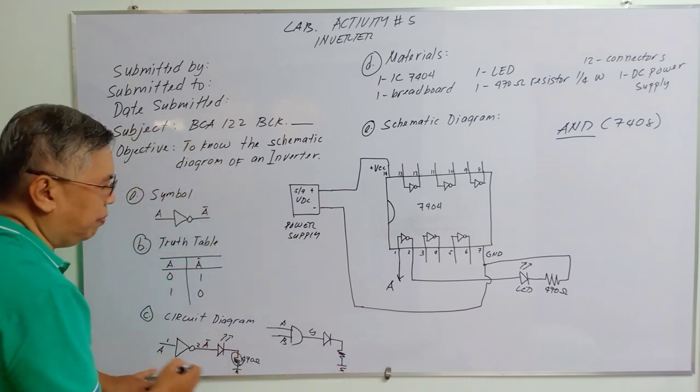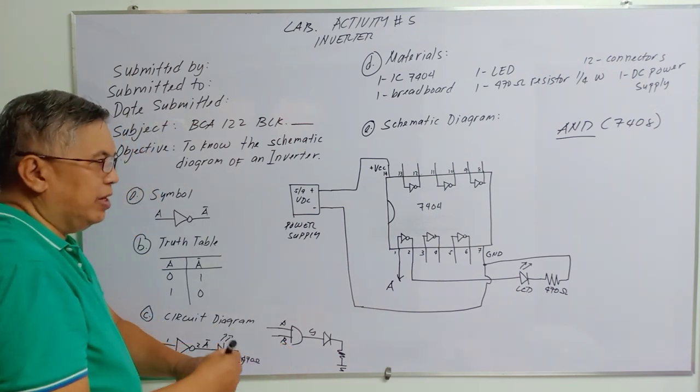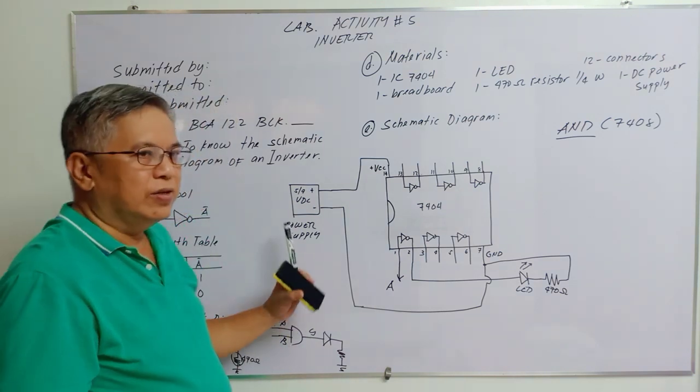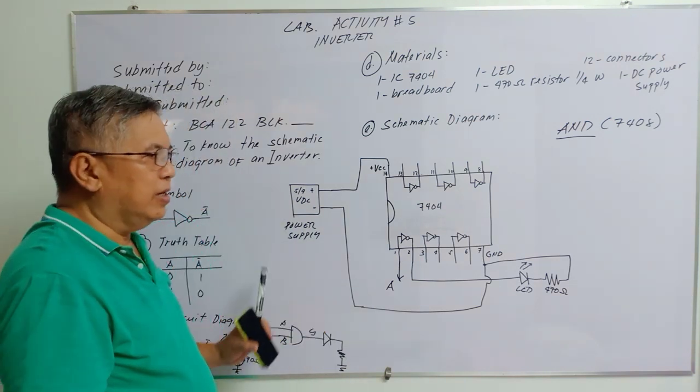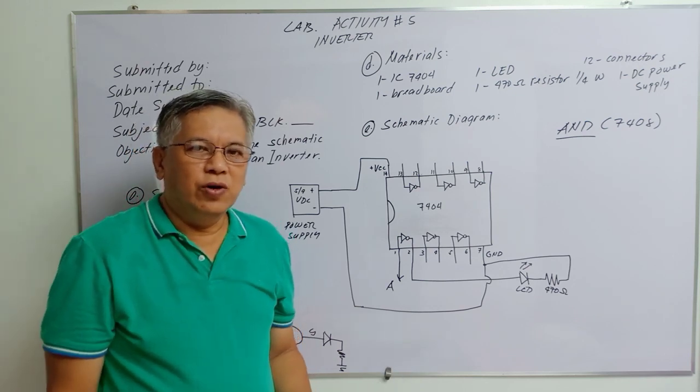This one here is 1 input. This one here is a 2-input AND gate. So that will be your next laboratory activity: the schematic diagram of an AND gate, and so on, up to the exclusive NOR gate.